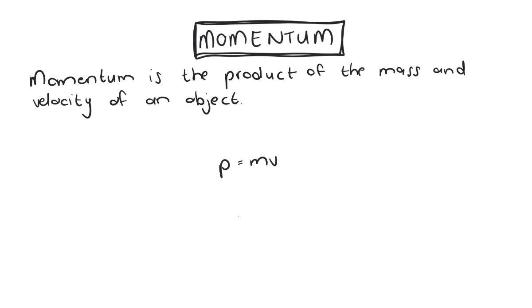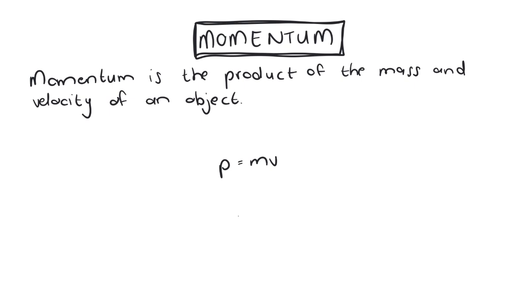So momentum can be thought of as quantifying the motion of an object. And the definition we have says that momentum is the product of the mass and the velocity of the object, which is exactly the same as the formula we have for momentum. So I can calculate the momentum of an object by simply multiplying its mass and its velocity.